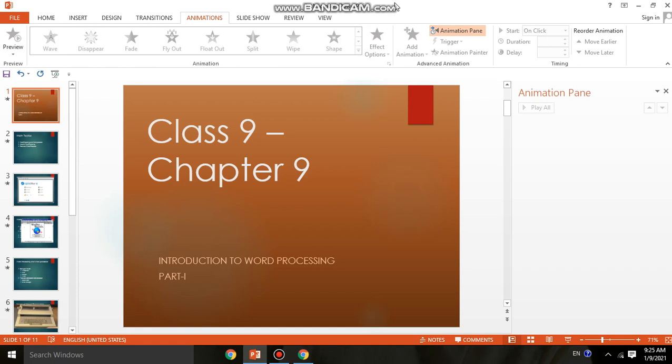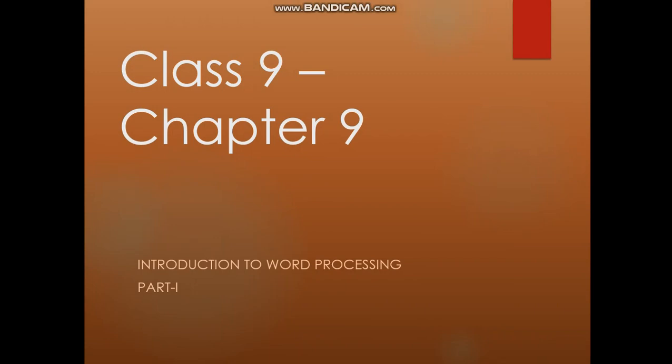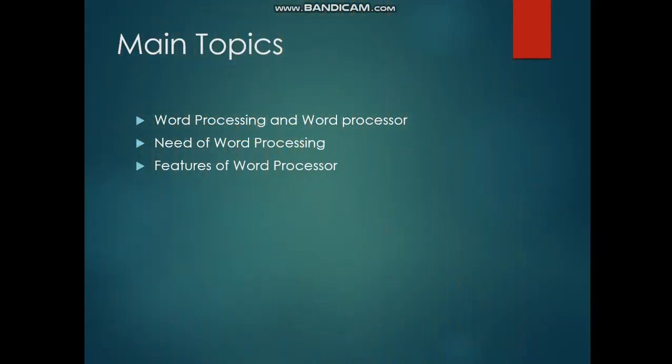Hello class 9 students, we are starting with a new chapter, chapter number 9 of class 9, Introduction to Word Processing. After studying the history and Ubuntu Linux, we are here with a new chapter and the name is Word Processing. You all are aware that word processing means typing and using Microsoft Word. So let's go into the basics of word processing.